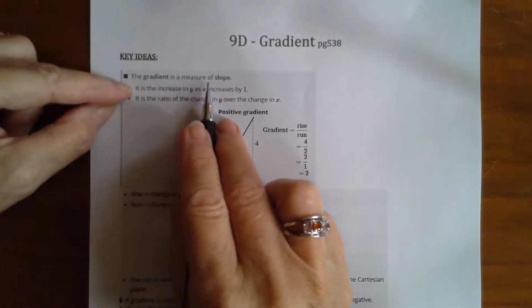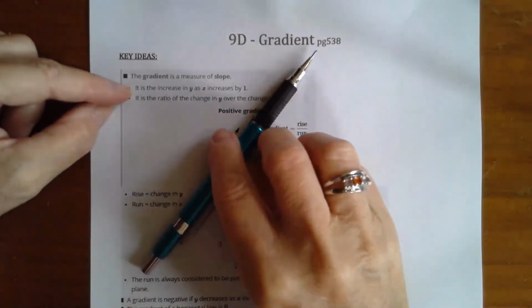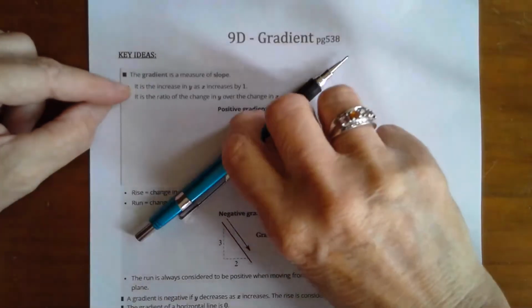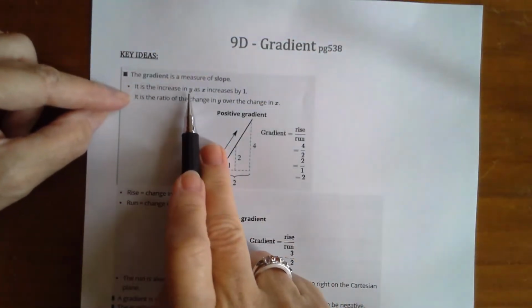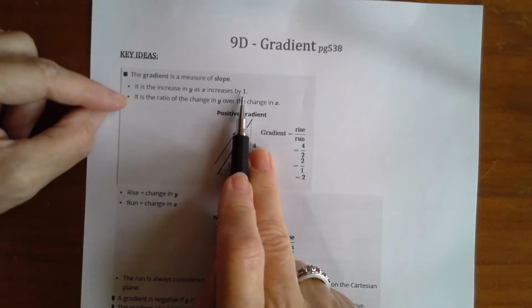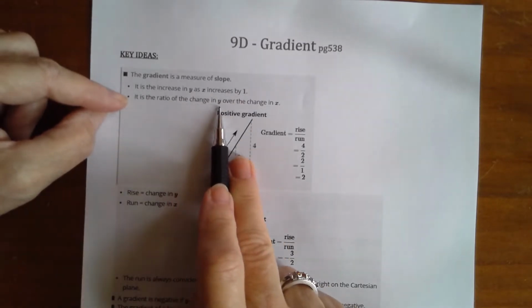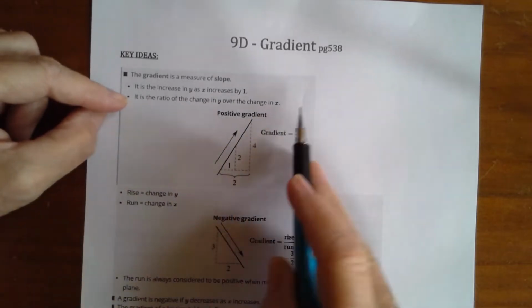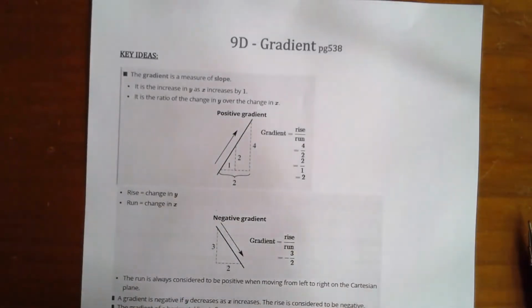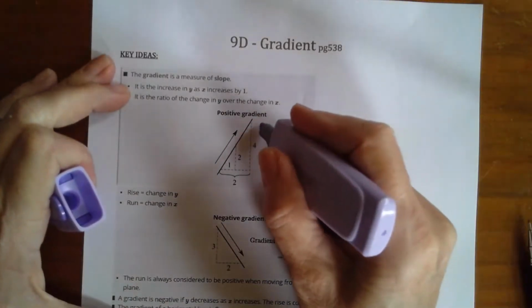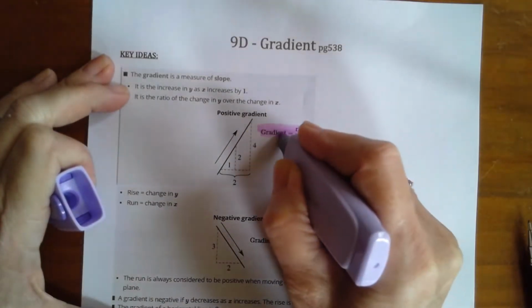It says the gradient is a measure of slope, so like a hill, like how far up something goes, and it is the increase in y as x increases by 1. It is the ratio of change of y over the change of x. Now really what we call it in maths all the time, the gradient is rise over run.